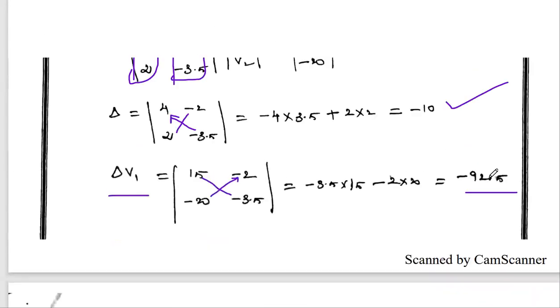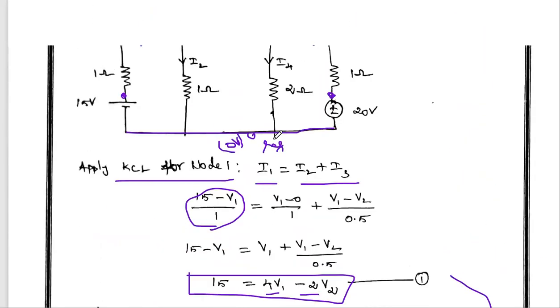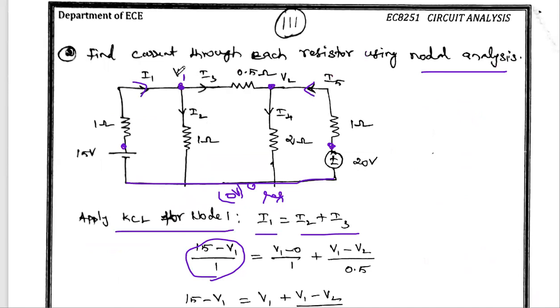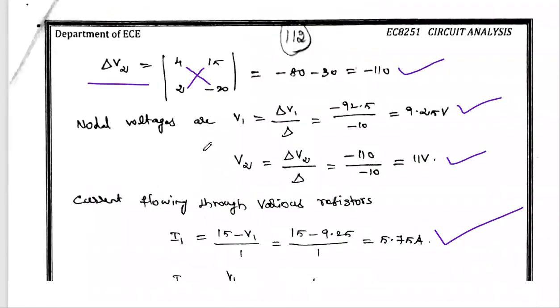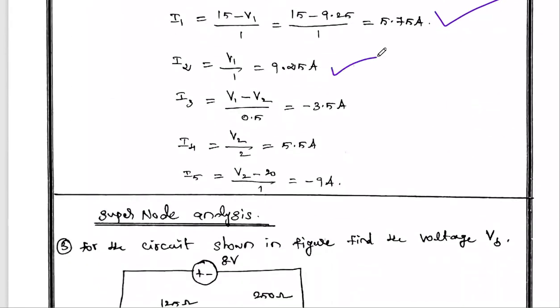Similarly, you calculate I2. I2 is nothing but V1 minus 0 divided by 1. So V1 by 1, so 9.25. Similarly, I3 is V1 minus V2 by 0.5, so minus 3.5 amps. Similarly, I4 is V2 by 2, it's 5.5 amps.